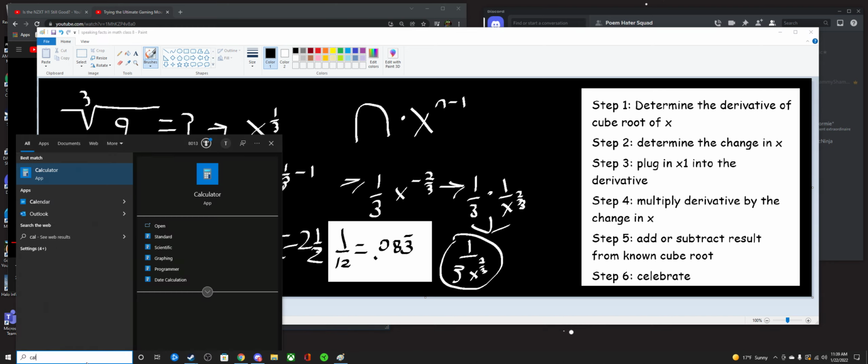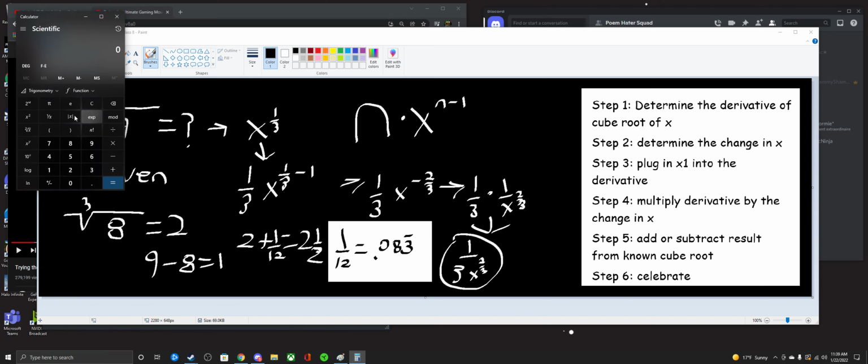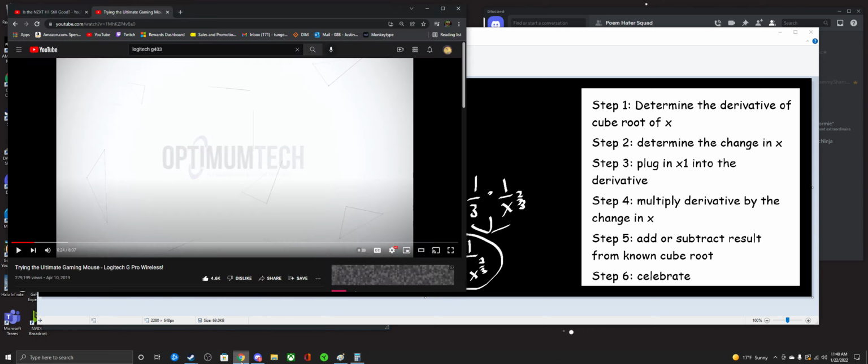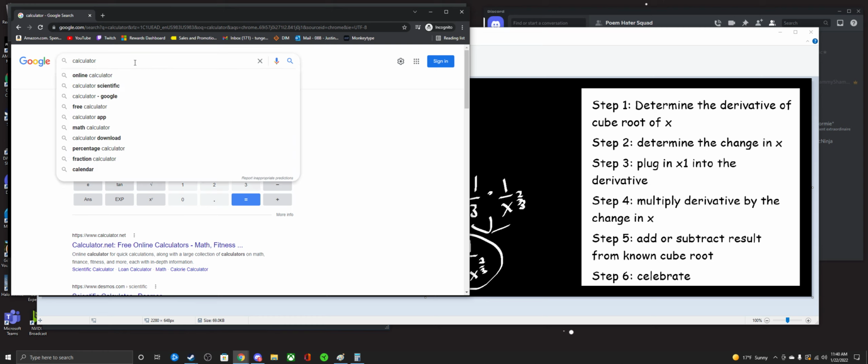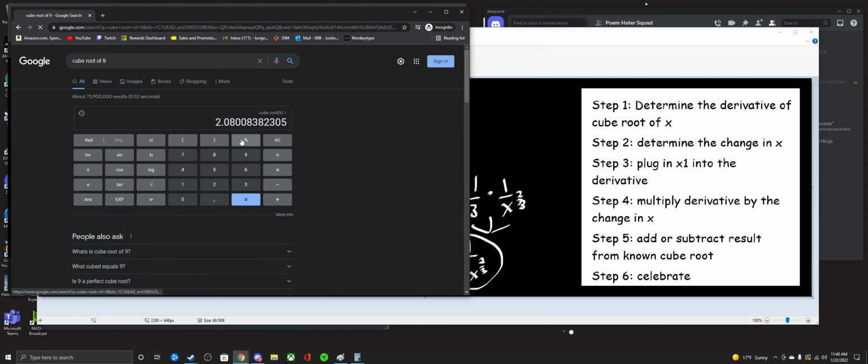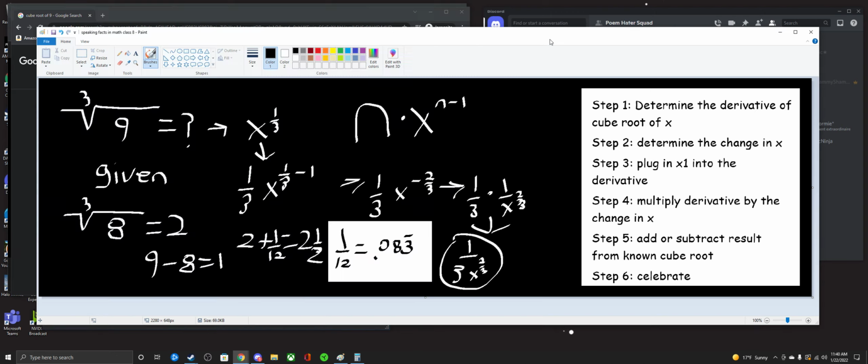So of course we can check that. We want cube root, wherever that is on this calculator. It's not here on this calculator. Okay. Cube root of 9, and that's 2.080083. So we were pretty close.